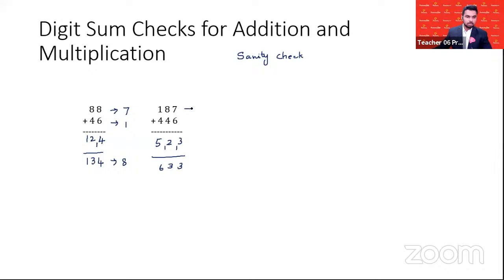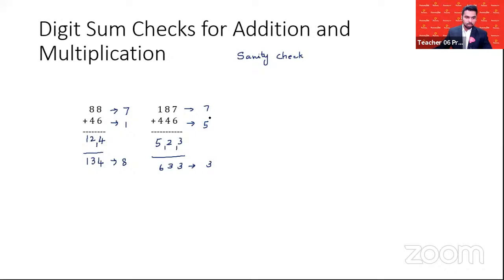What is the digit sum of 187? It is going to be 1 and 9, 1 and 8 you can cast out. So the digit sum is 7. 446 has a sum of digits 14, so the digit sum is 5. Digit sum of this, you can cast off 3 and 6. The digit sum is 3.